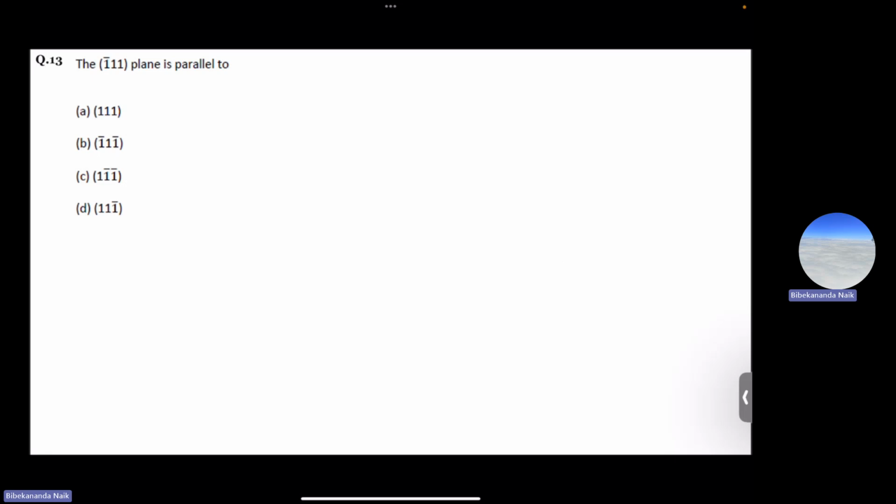Then the last question of today's session. The -1, 1, 1 plane is parallel to which of the following? Options are option A 1, 1, 1, option B -1, 1, -1, option C 1, -1, -1, and option D 1, 1, -1. So this is a really interesting question. I will give a few minutes to think about this question and then I will discuss.